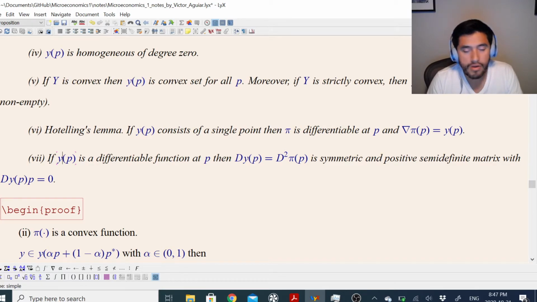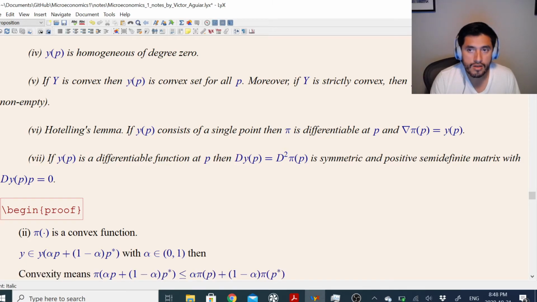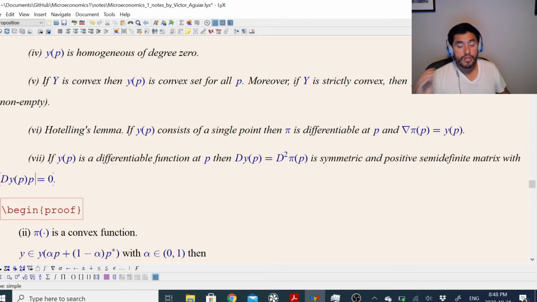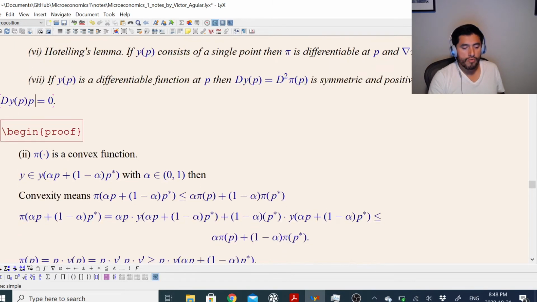So if the supply function is differentiable at prices, then the substitution matrix of this supply function is equal to the Hessian, the matrix of second derivatives of the profit function, which is, by definition of continuity and convexity of the profits, a symmetric and positive semi-definite matrix that is also singular in prices. So this is actually the Slutsky matrix version here for the production set. So I'm going to prove it.